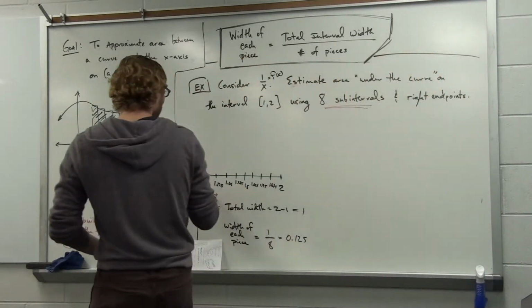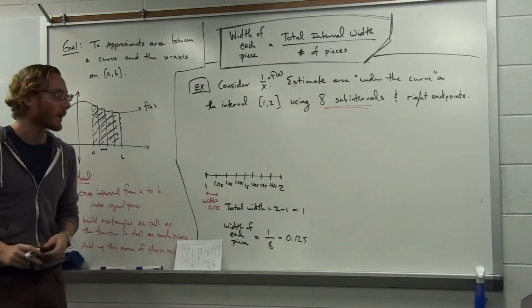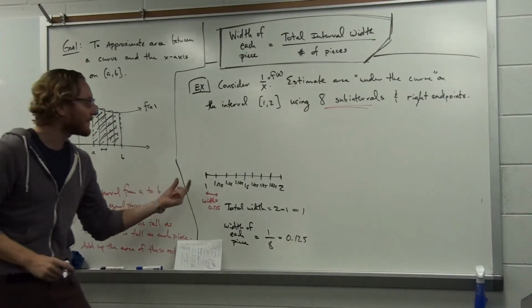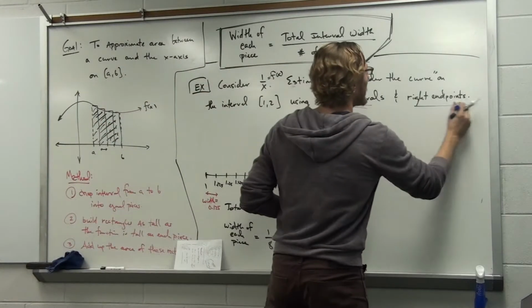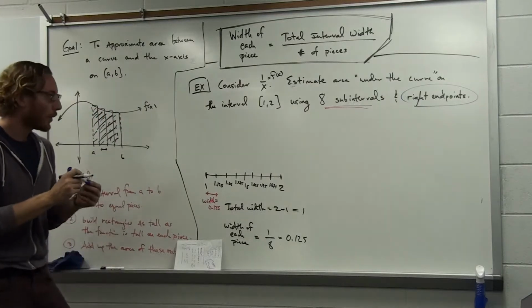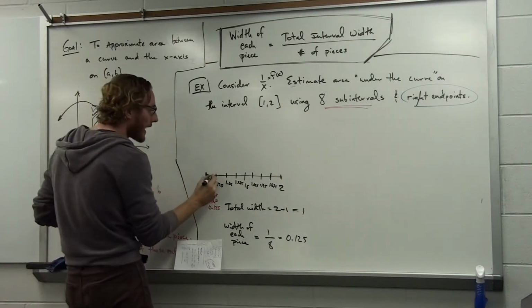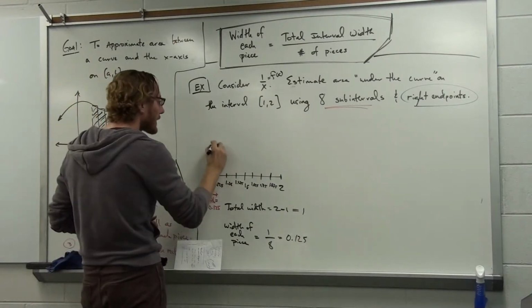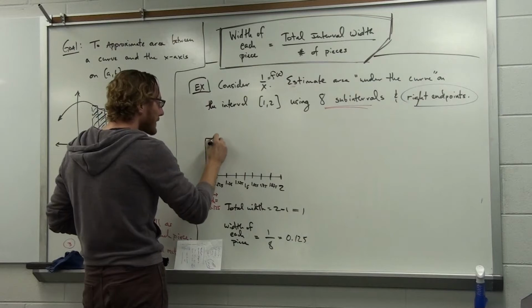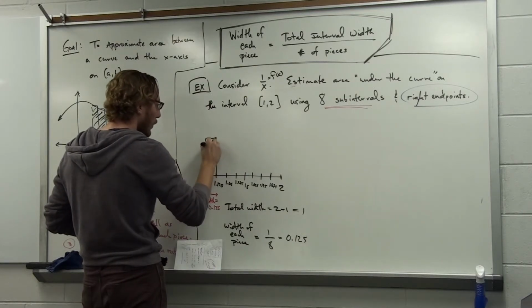What point are we going to look at? On the first interval, we could look anywhere between 1 and 1.25. What x value are we going to choose? Well, we were asked to look at right endpoints. So we look at 1.125, because 1.125 is the right endpoint of the first subinterval. We are going to build this rectangle to be as tall as the function is tall at 1.125.